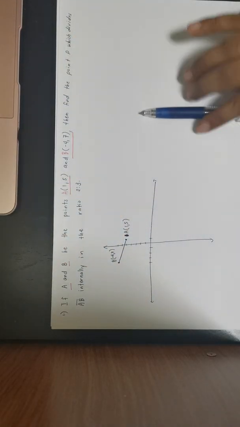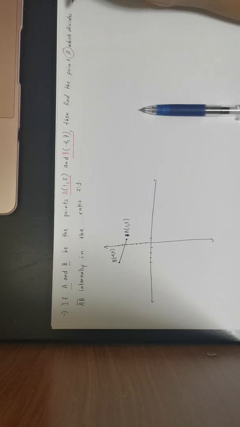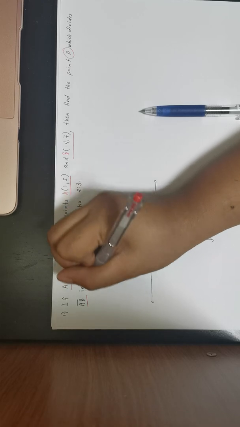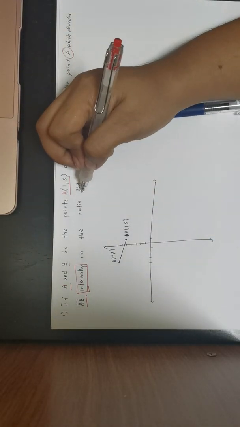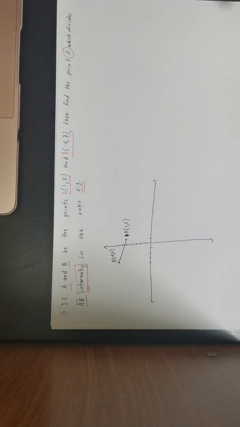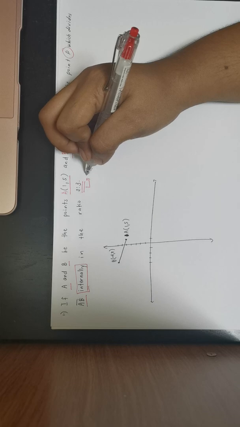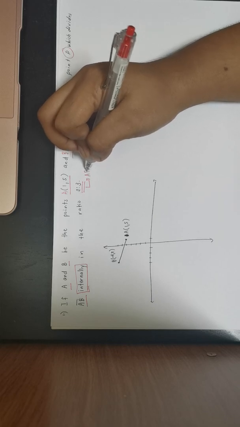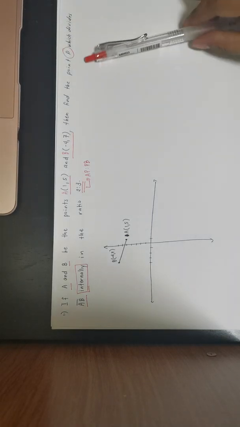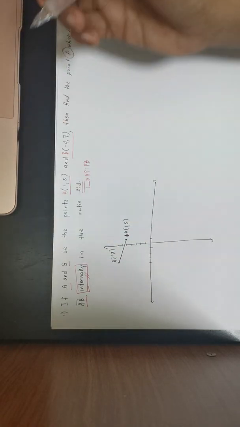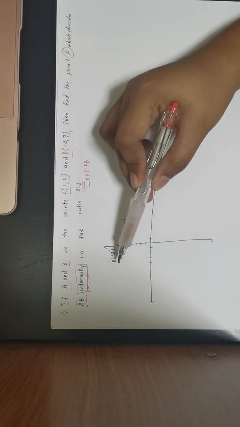So in this case, find the point P which divides AB internally in the ratio 2:3. In this case, that's the ratio. It represents the ratio AP to PB. When we say internally, then the point P must be between points A and B.